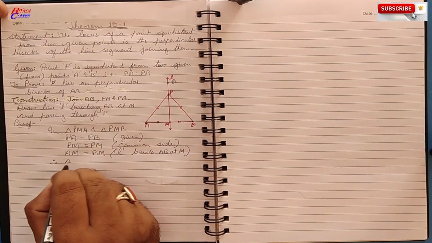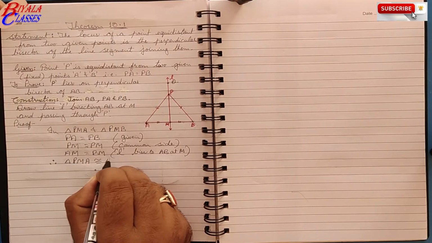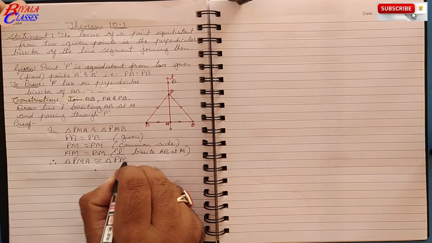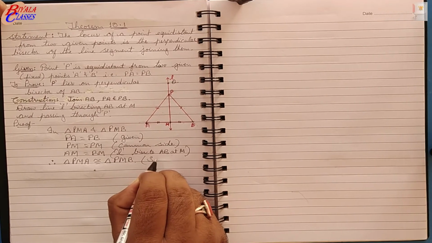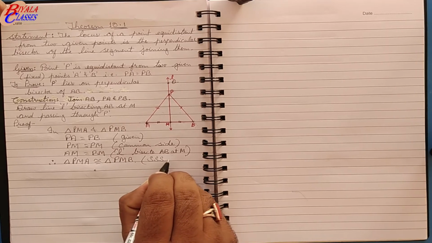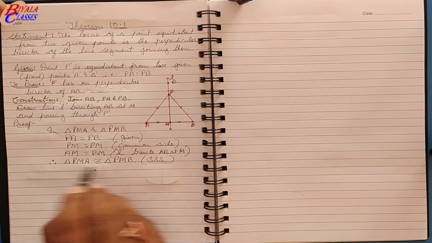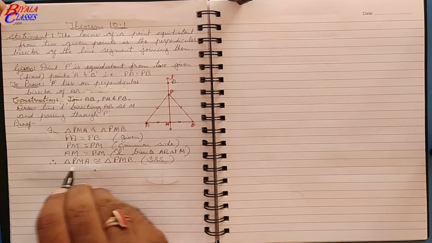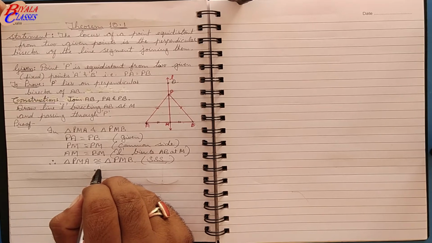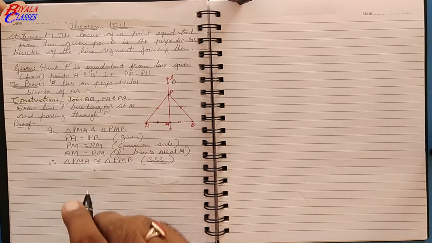Therefore, we can say that triangle PMA is congruent to triangle PMB. And why is this congruent? This is congruent because of the SSS congruency rule. Now if these two triangles are congruent, then of course by the CPCT, that is the corresponding parts of congruent triangles, the remaining parts will be equal.